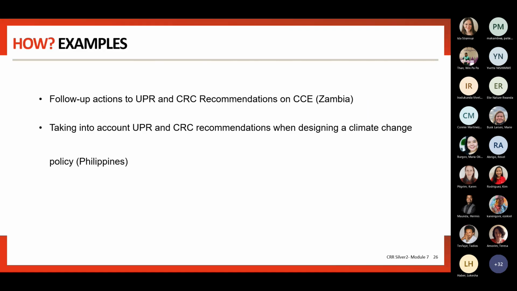I will now invite Hermes from Zambia to share with us what follow-up actions to the Universal Periodic Review process and to the CRC committee recommendations, the concluding observations that you got recently in May, relate to climate change and environment. Hermes, are you here? Yes, I am. Great. Over.